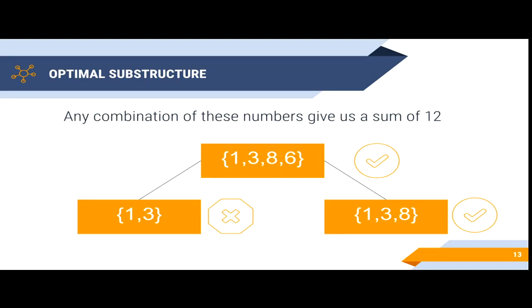And yes, we know that if 1 plus 3 plus 8 can give us the answer of 12, we don't really need to go one extra step to check if 1, 3, 8, and 6 can fulfill this particular problem, because it already says that this works, so this automatically will just work.